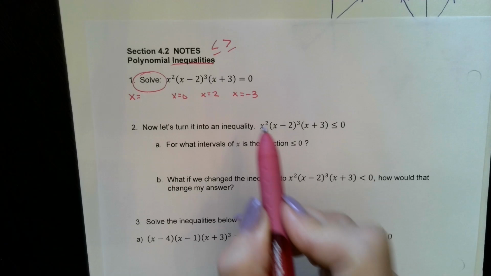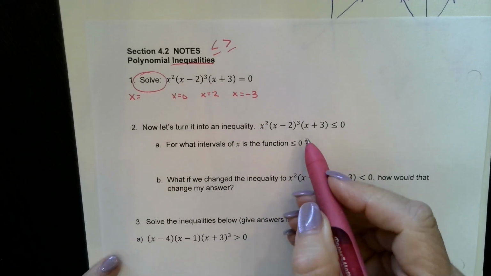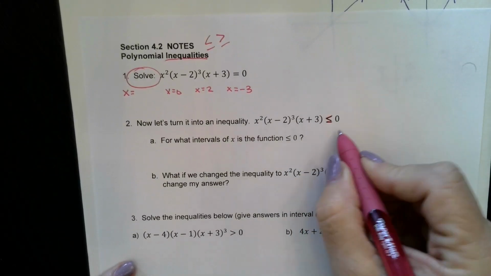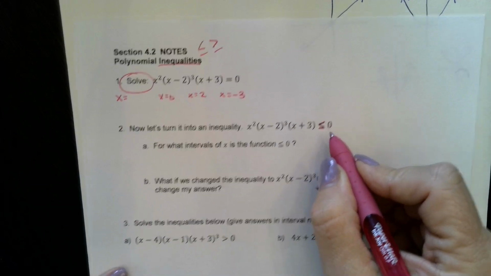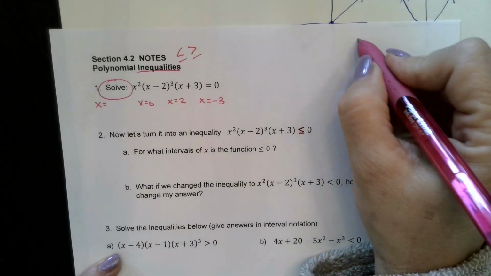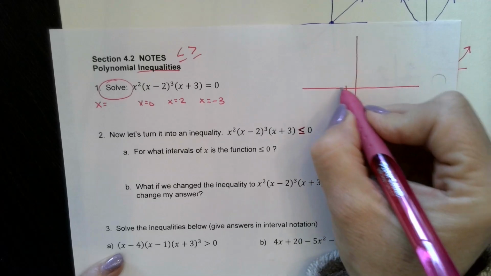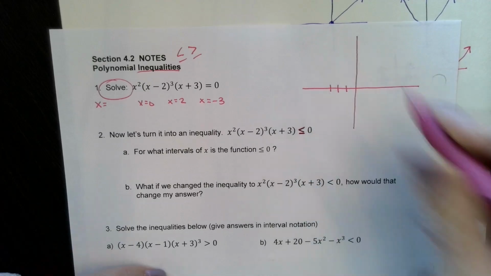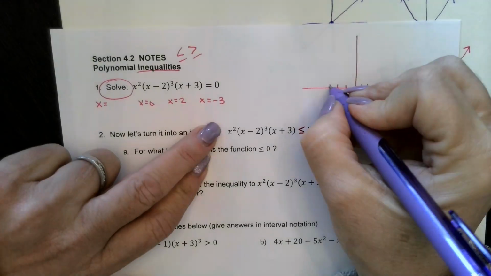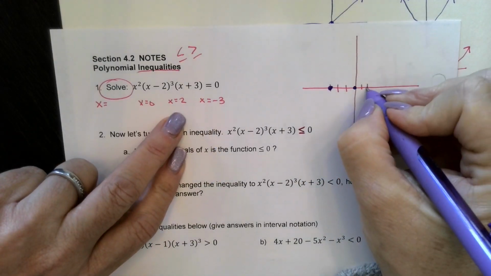So now let's take this same equation and turn it into an inequality. So now I have this less than or equal to 0 inequality. So what I'm going to do is I'm going to take this and graph it. And this is really not going to be to scale, but I have a 0 here at negative 3. I have a 0 at 0. And I have a 0 at 2.